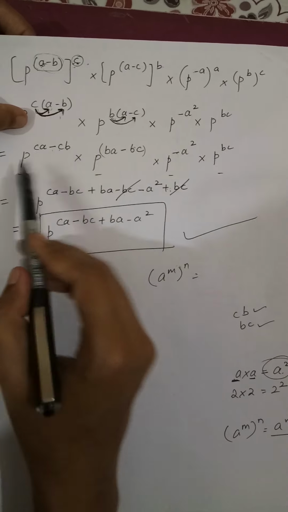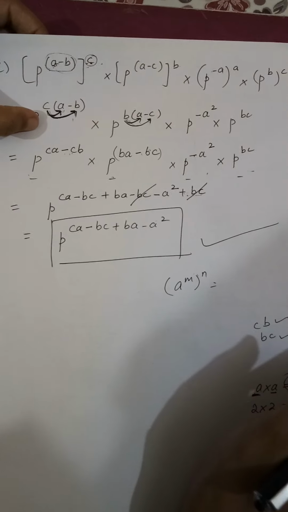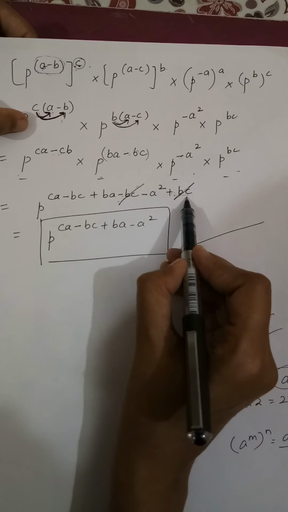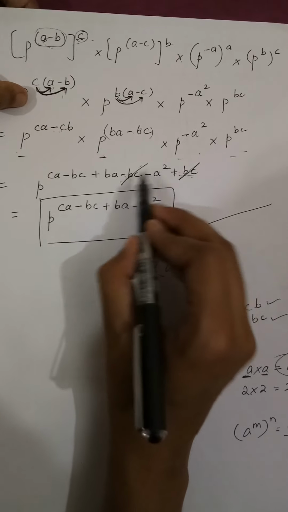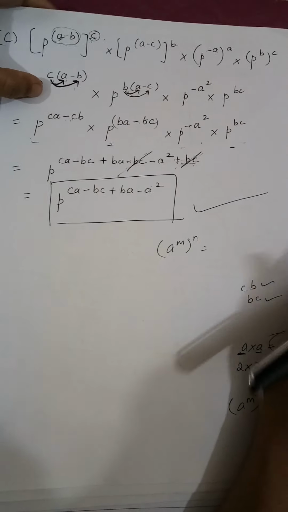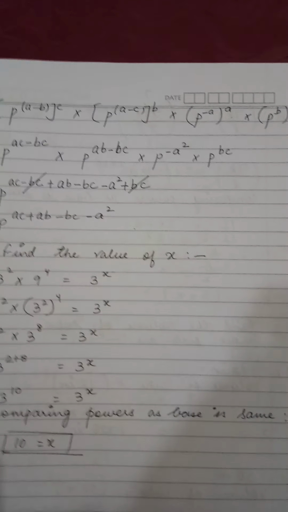Then the next step is, when the base is the same, add all the powers. Right here I can see that BC and BC are the same numbers but with opposite signs, and if the same numbers are there with opposite signs, I can cancel them. So this is your answer. Clear? So this was your question number 4.